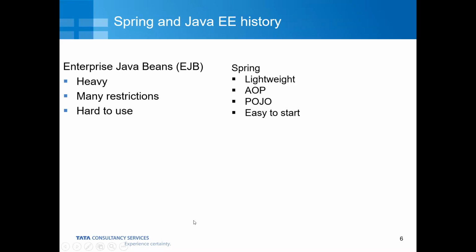EJB is a heavy component, with lots of restrictions, very hard to use, and the learning curve is very complex, even for freshers. But Spring Boot is compact, and Spring is very lightweight. There are lots of easy features. Developers do not need to focus on much configuration work; developers will focus on the real project source code.